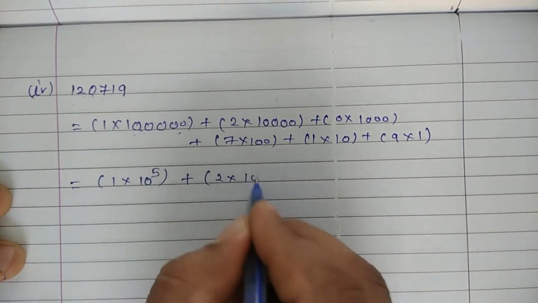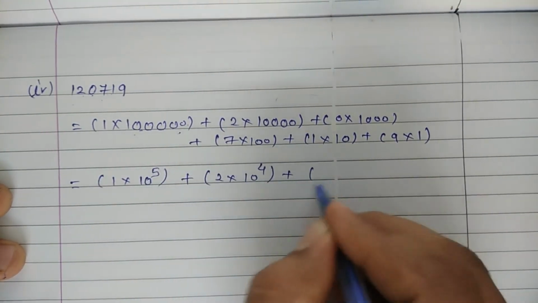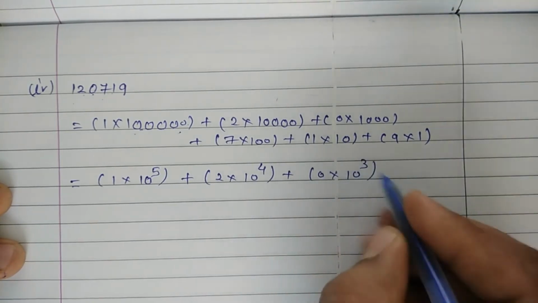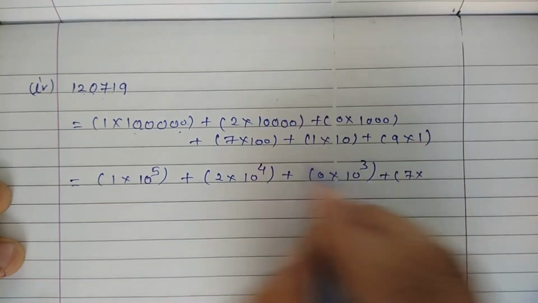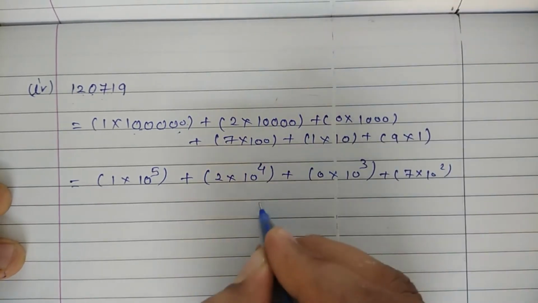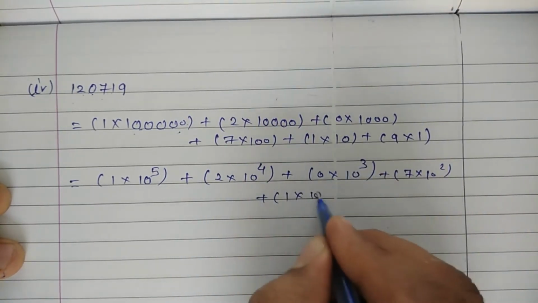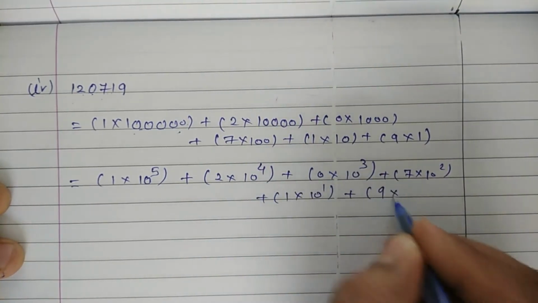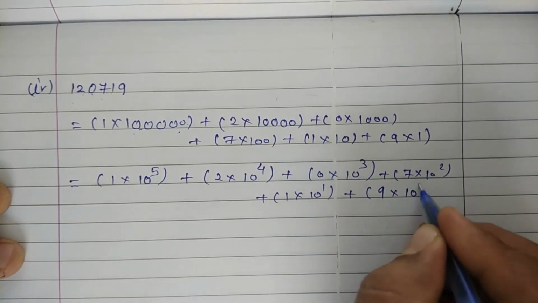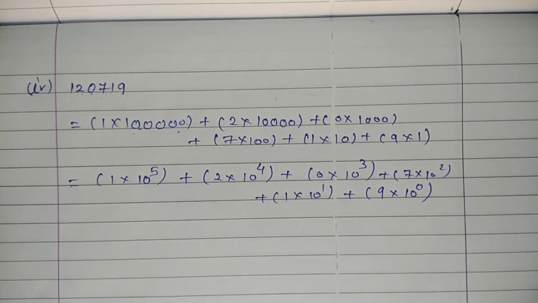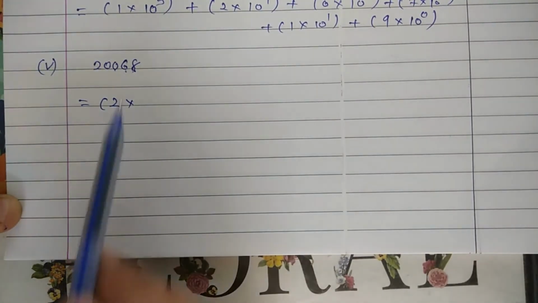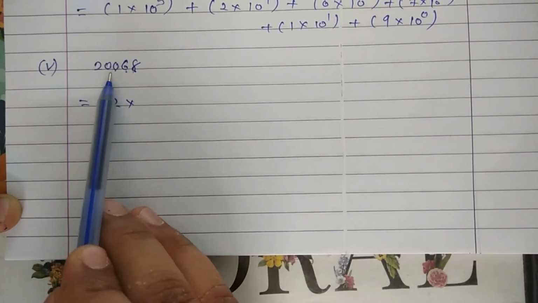Plus 2 multiplied by 10 raised to the power of 4, plus 0 multiplied by 10 raised to the power of 3, plus 7 multiplied by 10 raised to the power of 2, plus 1 multiplied by 10 raised to the power of 1, plus 9 multiplied by, instead of 1 we can write 10 raised to the power of 0. This is our answer. Next, number 5, 20068.